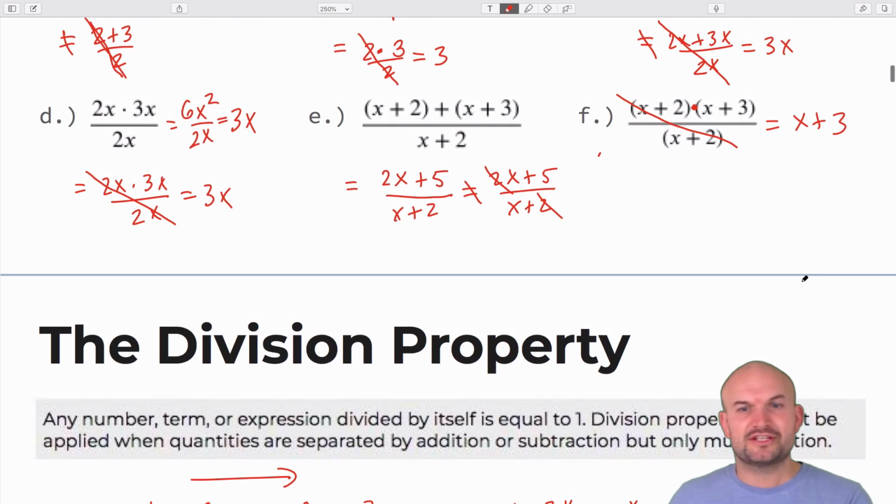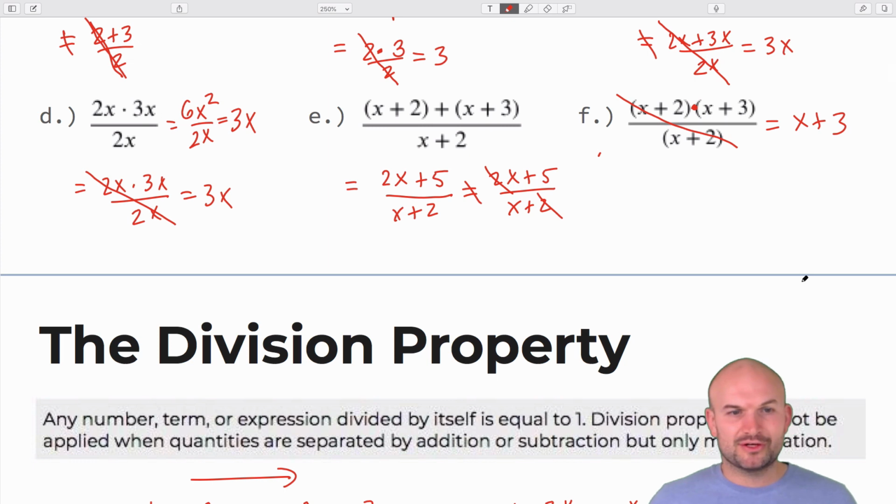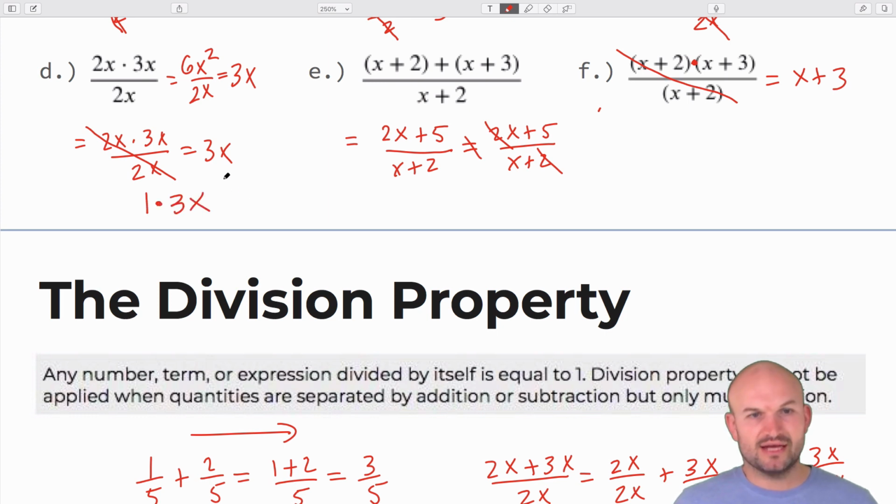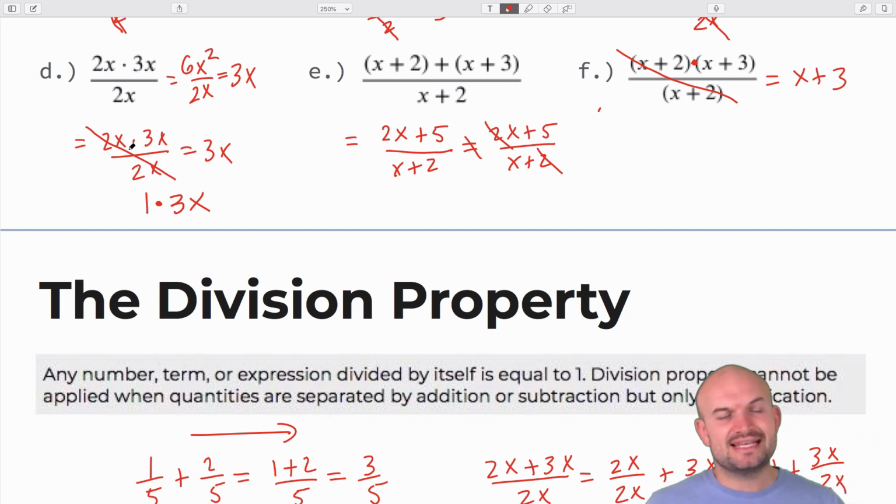Another thing I want to get through is that a lot of people confuse this with canceling out. We use this word, terms cancel out, but they don't cancel out, and we have to be very careful. When something divides by itself, it equals 1. So in this case, when I have 2x divided by 2x, that's actually 1 times 3x, which just equals 3x. It's very important for you to understand there is a 1 there. We just typically don't write it, but it's helpful for you to understand that they divide to 1 instead of canceling out.